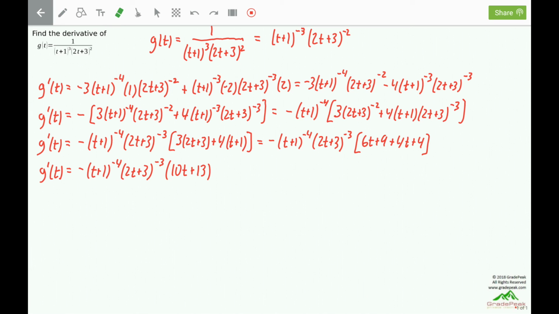In our last step, we're going to take those negative exponents and we're going to move them to the denominator to make them positive exponents. And there's nothing else that factors, so this should complete our derivative. There'll be a negative of 10t plus 13 left in the numerator, and we have a t plus 1 that'll move to the denominator, raised to the 4th power, and we have a 2t plus 3 that'll move to the denominator, raised to the positive 3 power. And there's our simplified version of the derivative g prime of t.